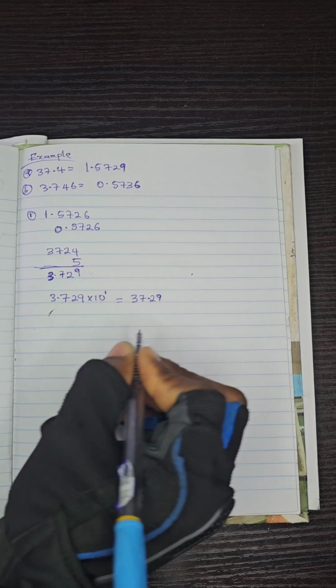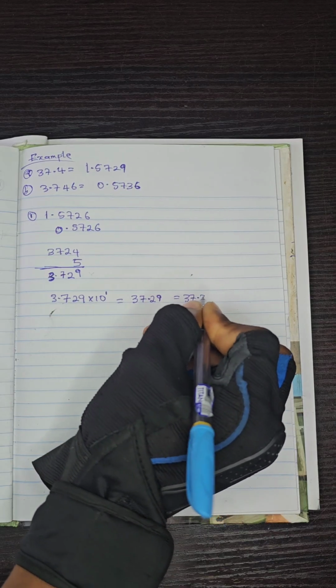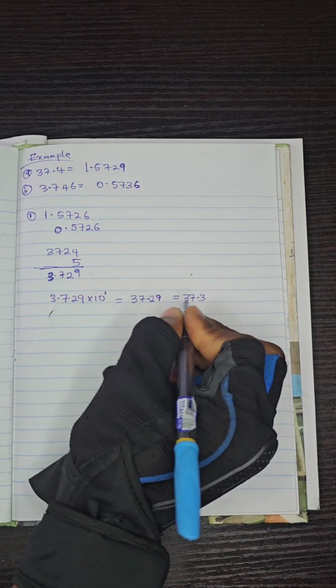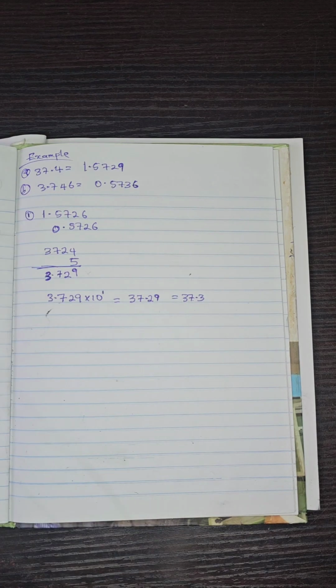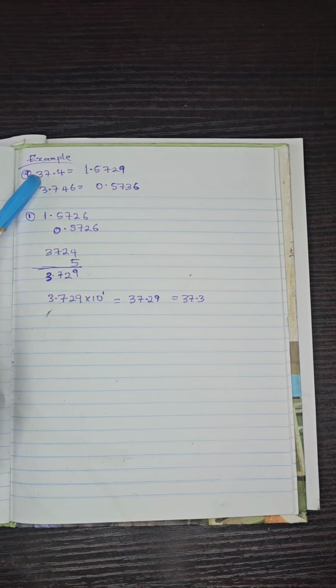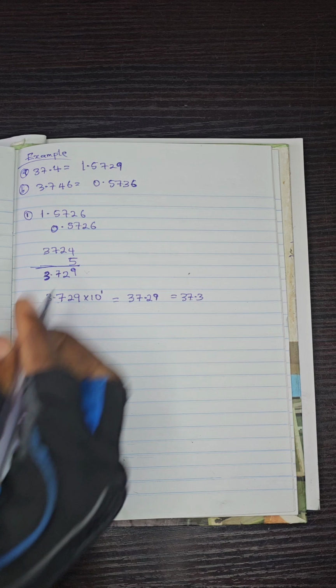So this will give you 37.29. Now if you approximate this to one decimal place, you get something like 37.3. You can see that the answer is close. Mind you, we are dealing with decimals, so we must not get exactly the same answer. You can still get something that is close. So you can say this is 37.4, this is 37.3, it's still close. Let's solve for the second one.